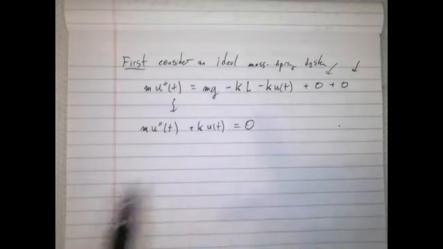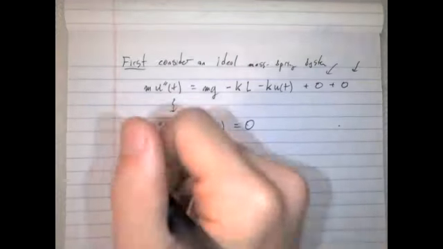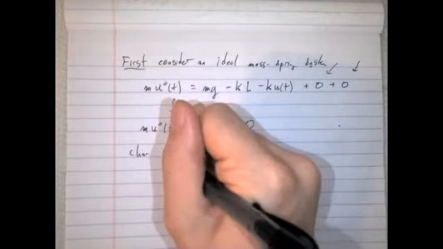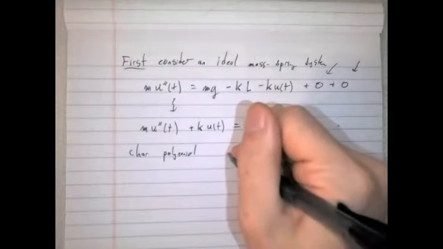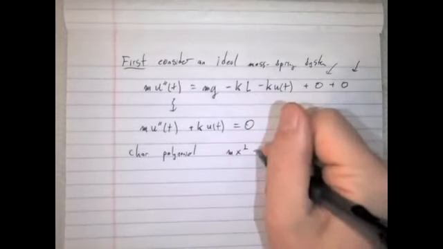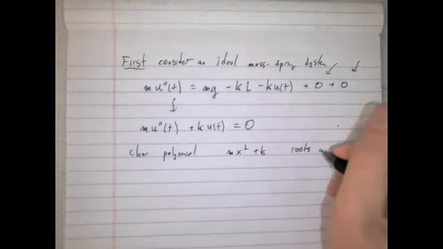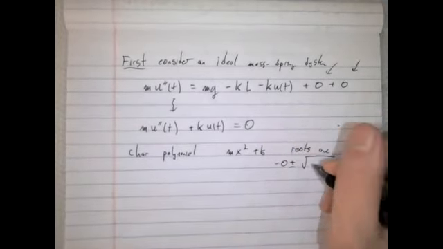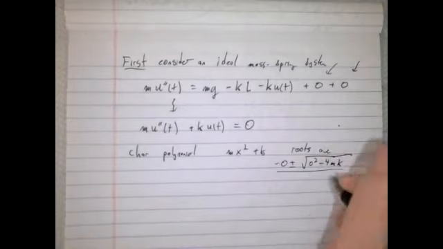We know what the general solutions to this differential equation are. What are the solutions here? It'll be the roots of the characteristic polynomial. Exactly. The characteristic polynomial. Is m x squared plus k, just like this. So the roots are -0 (there's no x term) plus or minus the square root of 0 squared minus 4mk all over 2m.